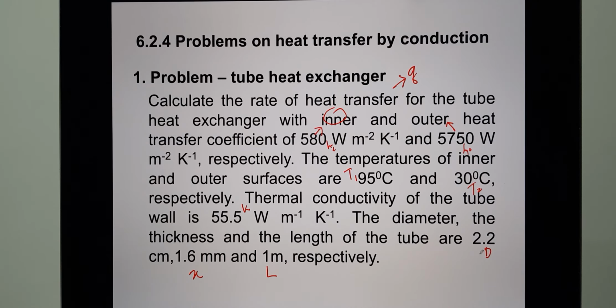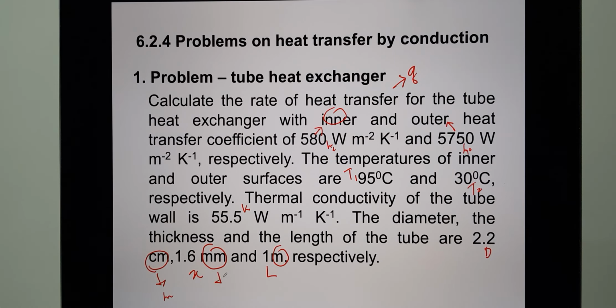But do you notice that the diameter, thickness and length are given in 3 different units? One is centimeter, one is millimeter, and the other one is meter. So when you notice this, first thing first, you need to convert these units into one SI unit only, so that you are not going to confuse yourself. So this particular 2.2 you need to convert to become meter.